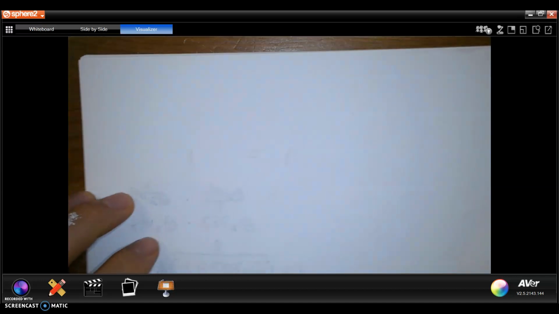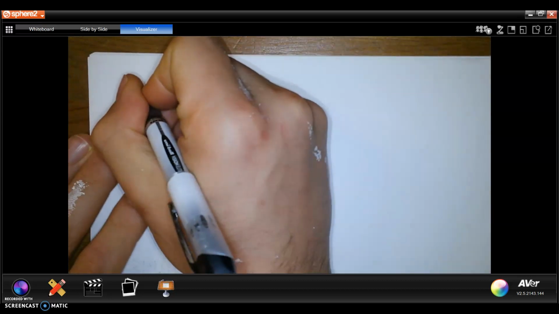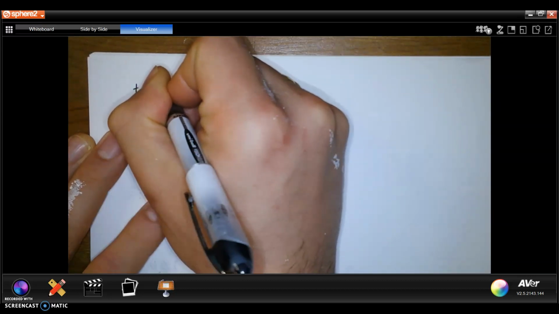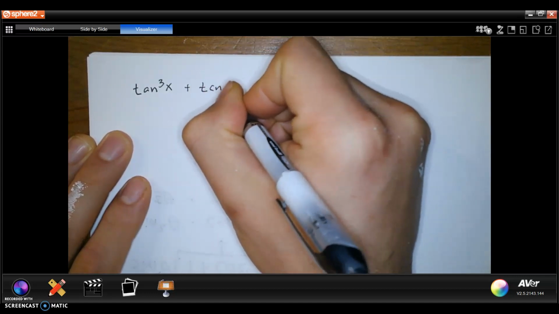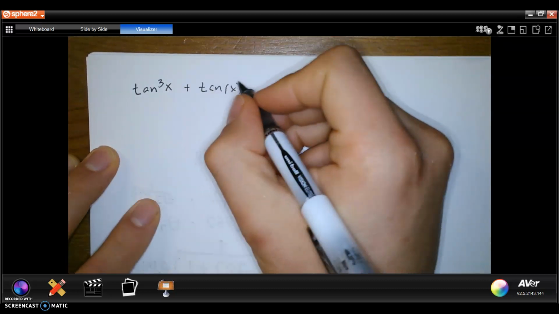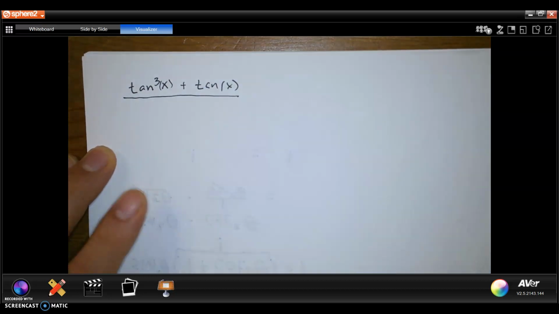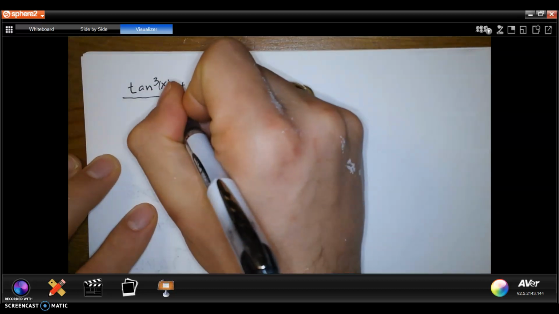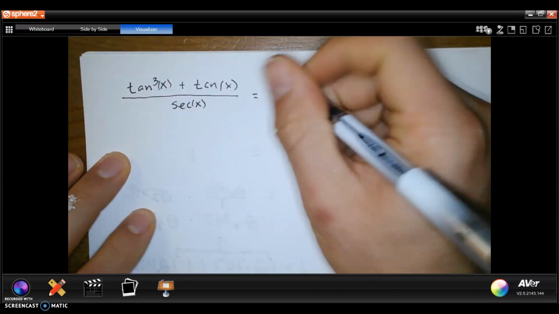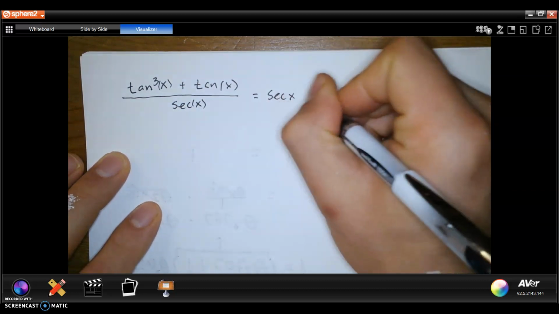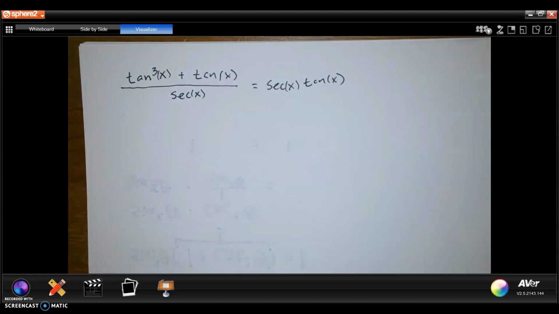All right, we're going to look at one more today. The last one we are going to look at is probably the most complicated, but that's how math class is, right? We increase in level of difficulty. We have tangent cubed x plus tangent of x, divided by secant of x, is equal to secant x tan x. The parentheses really aren't necessary. Every once in a while I'll put them in there, just so you can see a variety.